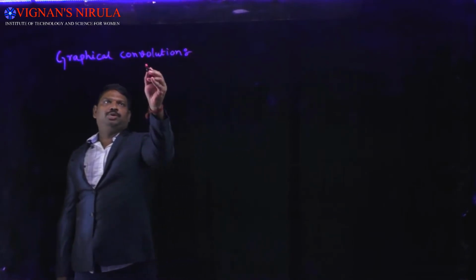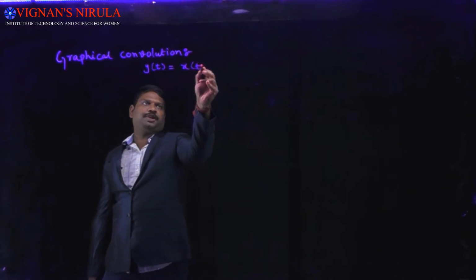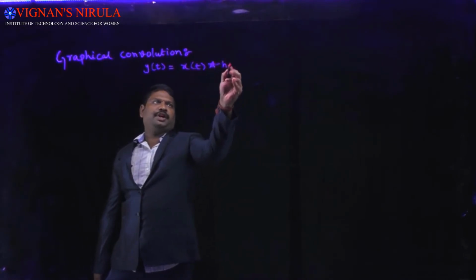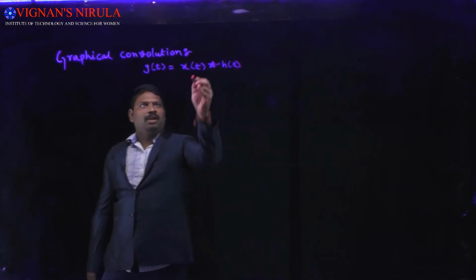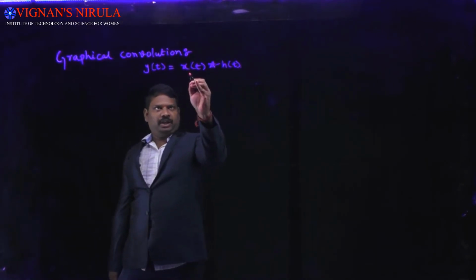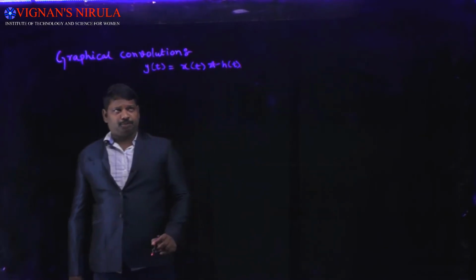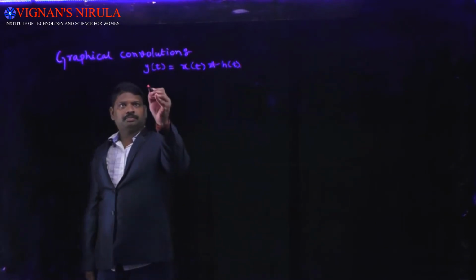Generally, the convolution of two signals will be given as y of t is equal to x of t convolution with h of t. Generally, we will employ these two signals as x of t, the input signal, and h of t, the impulse response of the system.